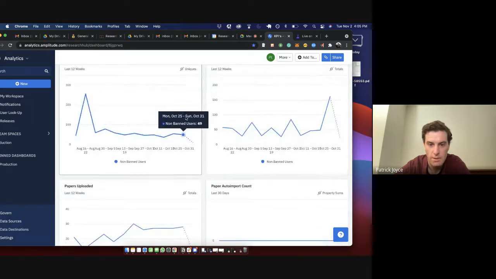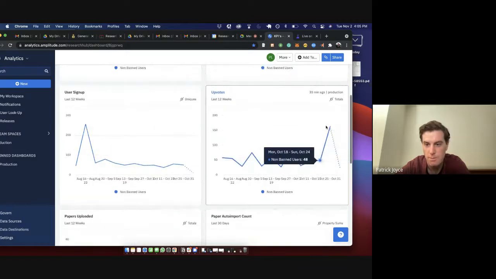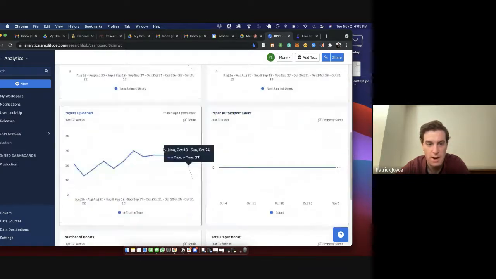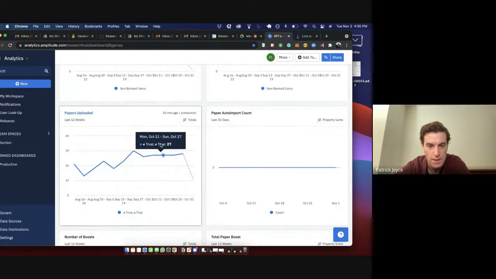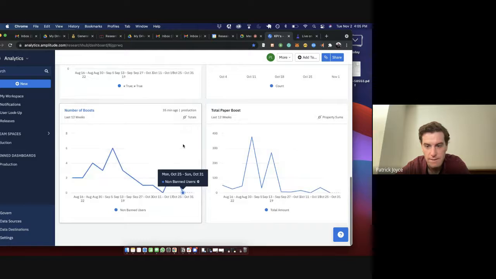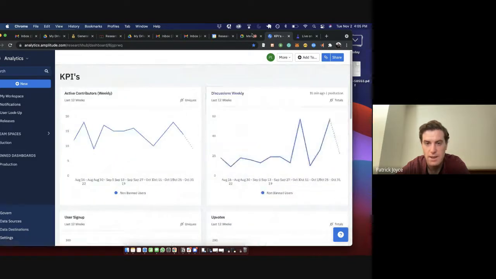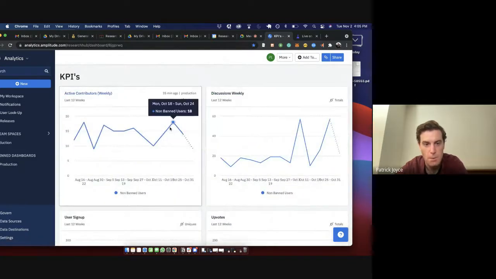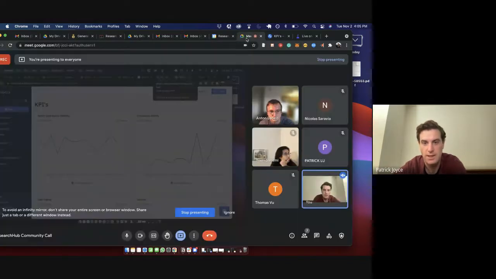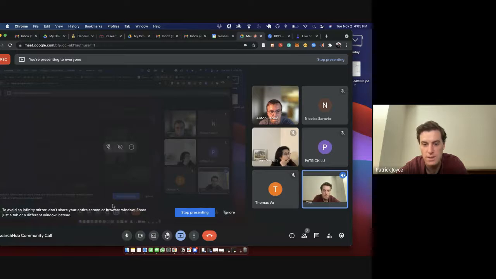Signups are holding steady, with up a little bit of a bump, I'd say. Upvotes are up tremendously. Papers uploaded. This is the power user program here, so pretty consistent. And so I'd say while it's not a ton more active contributors, there's definitely a drastic increase in the content. So yeah, just curious what everybody else thinks so far.